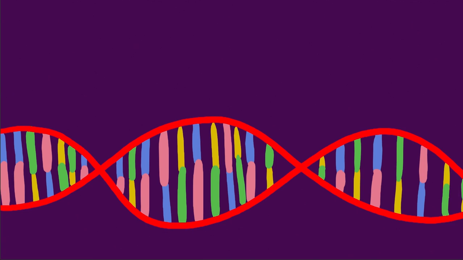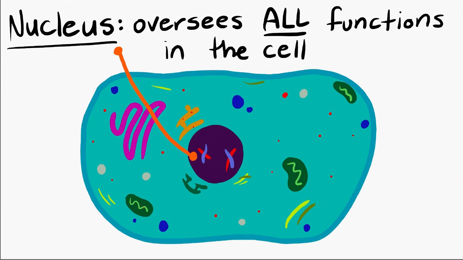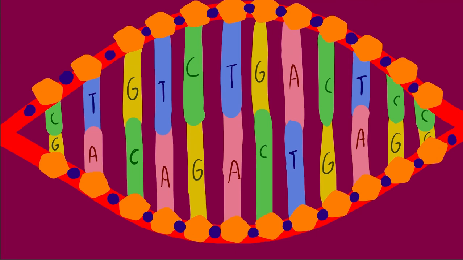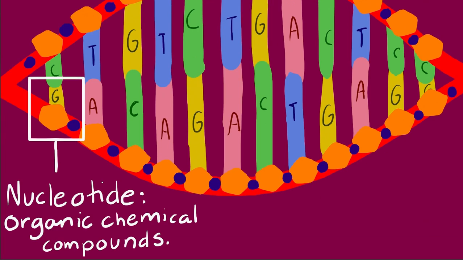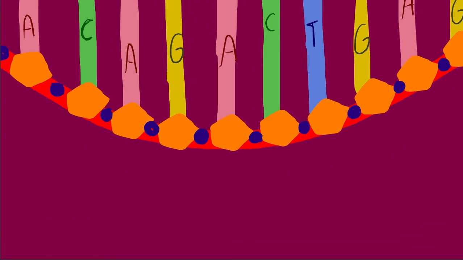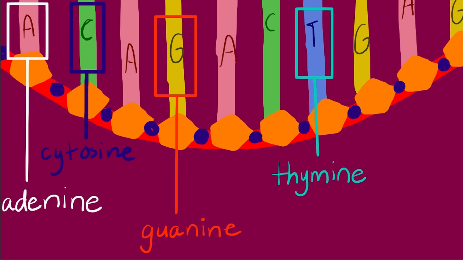To begin, we have deoxyribonucleic acid, abbreviated to DNA, which is genetic information found within the nucleus of cells that help organisms develop, live, and reproduce. DNA is made of nucleotides, which are compounds created from a sugar, a phosphate group, and a nitrogenous base. The nitrogenous bases in DNA are adenine, thymine, guanine, and cytosine.